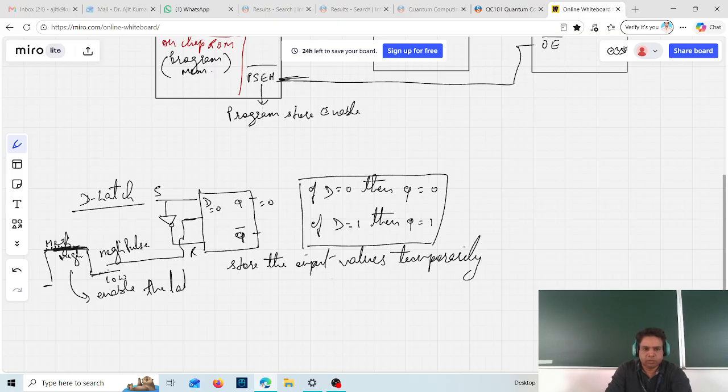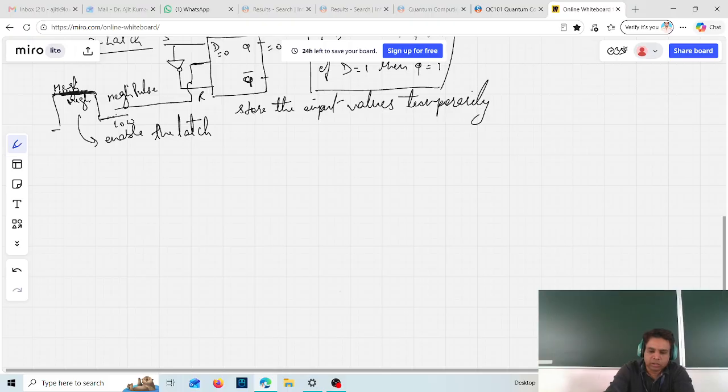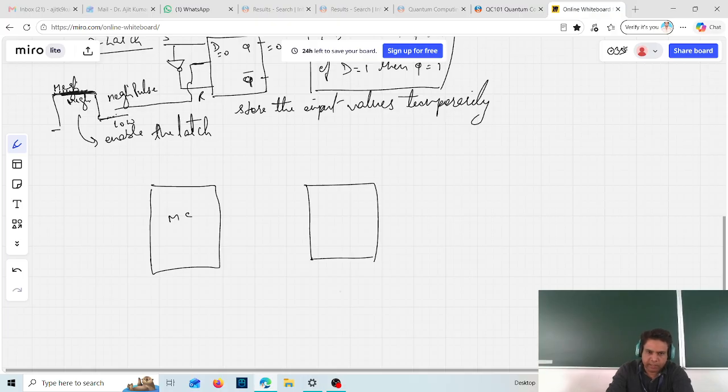I hope you are studying the digital electronics subject. Why the latch concept came here is because it is used as a temporary storage device. I'll show you with a small discussion. Let's say this is your microcontroller, and this is your external RAM.